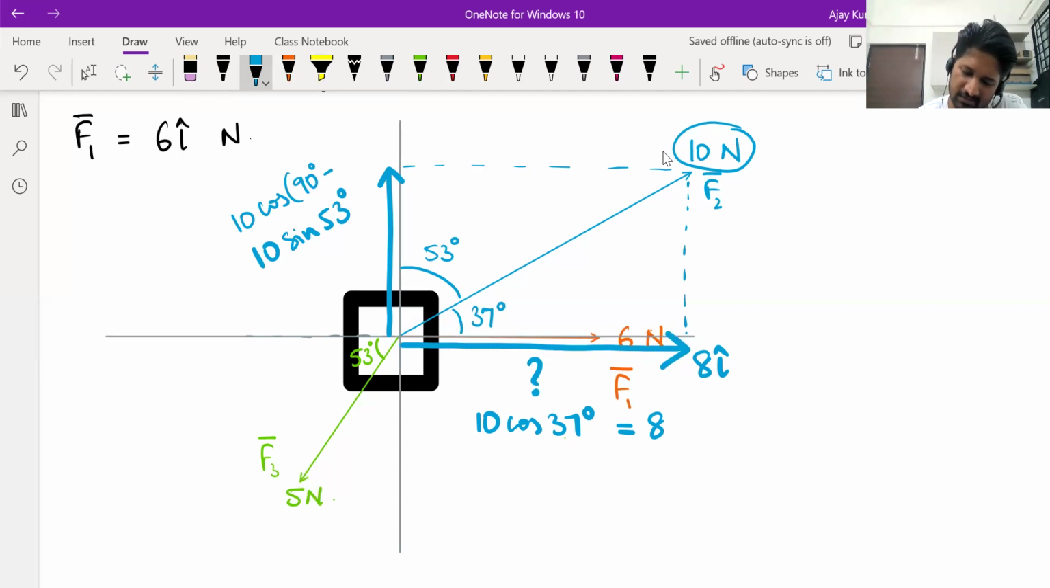Okay sir. 10 cos 90 minus 37. 10 cos of 90 minus 37, that is 10 cos 53. Okay, that will be the component.